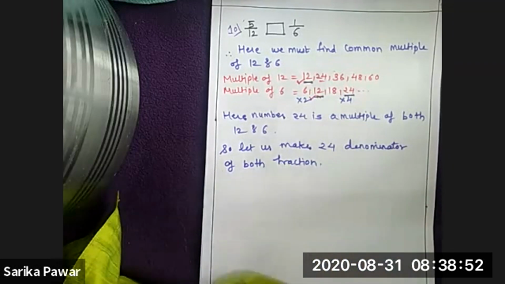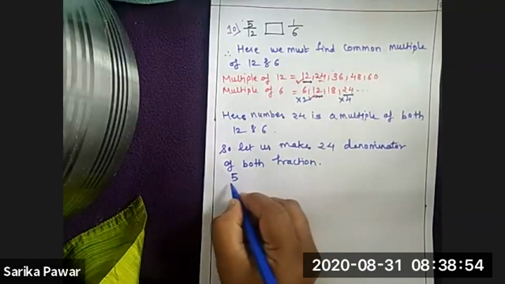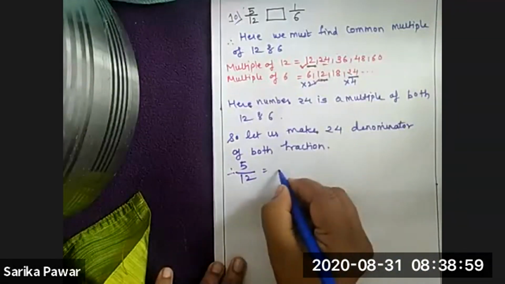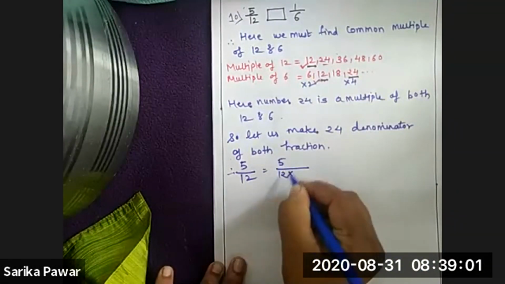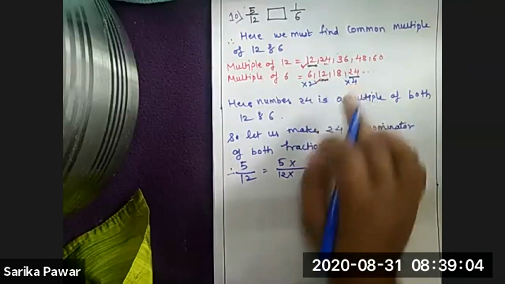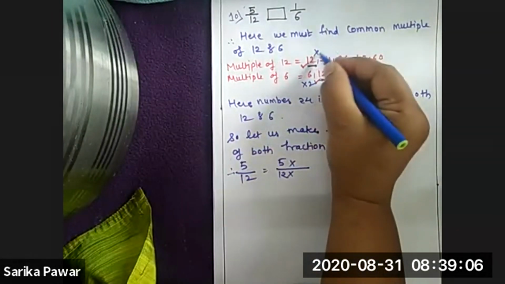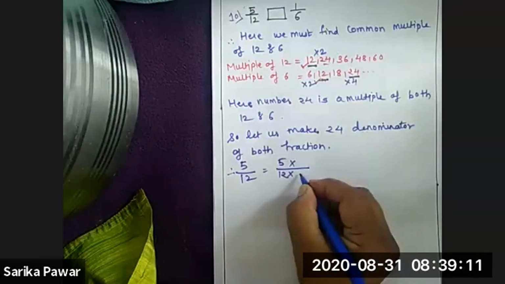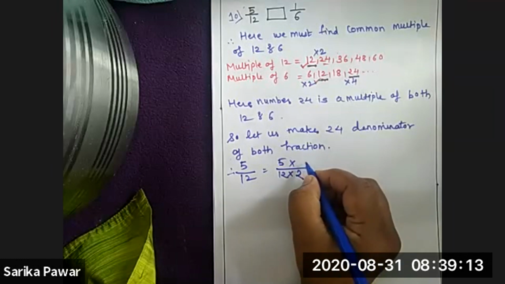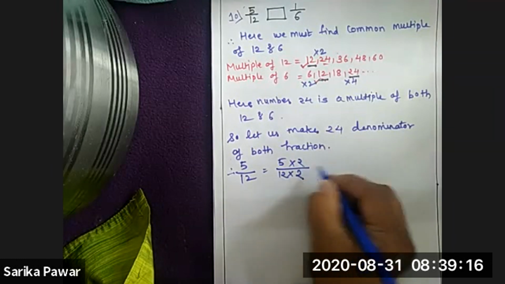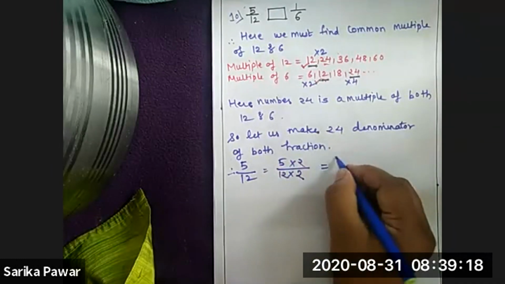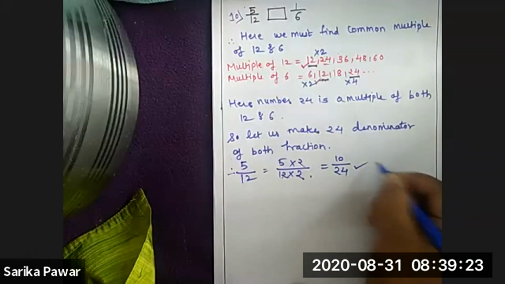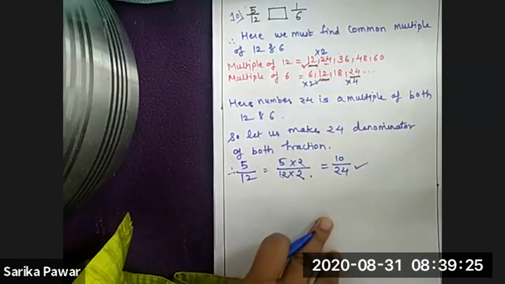Okay, 24, no issues. See, now observe here, 5 upon 12 I am writing, first part. So 12, na? 5 upon 12. To get 24, in the 12 table, 12 2s are 24. If I am writing 12 2s are 24, then in the numerator I will also multiply by 2. 5 2s are 10. 12 2s are 24. Yes, you got the number 24 as the denominator value.